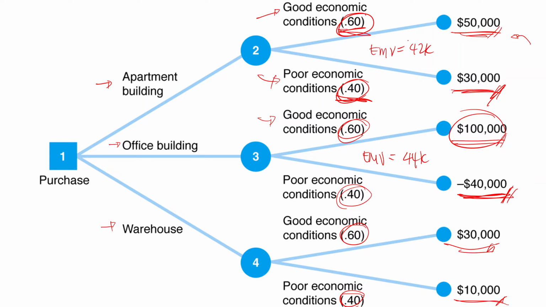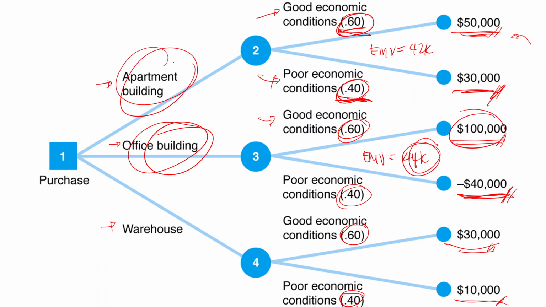So initially here, you might choose the office building because the EMV is actually the highest, right? At $44,000. But again, you are going to see the probability of loss. When you choose the apartment building, you will have no loss, but you will have a low income. If you choose the office building, you can have higher income, but again, the probability of loss, we have a negative here. We are losing $40,000 for this one, right? If we choose this one, and so on.